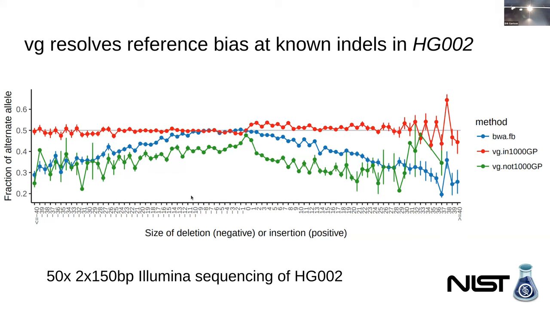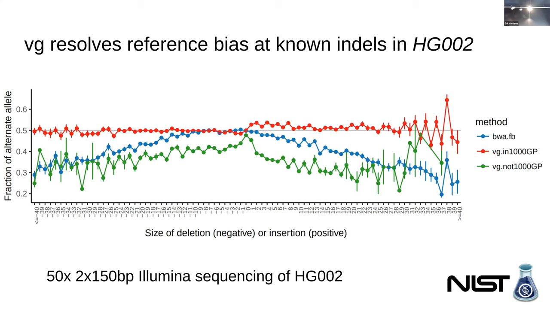Basically, this line shows the fraction of the alternate allele among the observations that we collect. If we map against variants that are in the Thousand Genomes Project, then we don't have any bias. It's basically always at 50-50. If we were to run against the reference, so this is BWA, then for SNPs, there's no problem. For really short indels, you're fine. But as soon as you have anything very long, you start to be unable to align across it or even align to it. And this means that you see very little alternate allele. You see the reference much more.